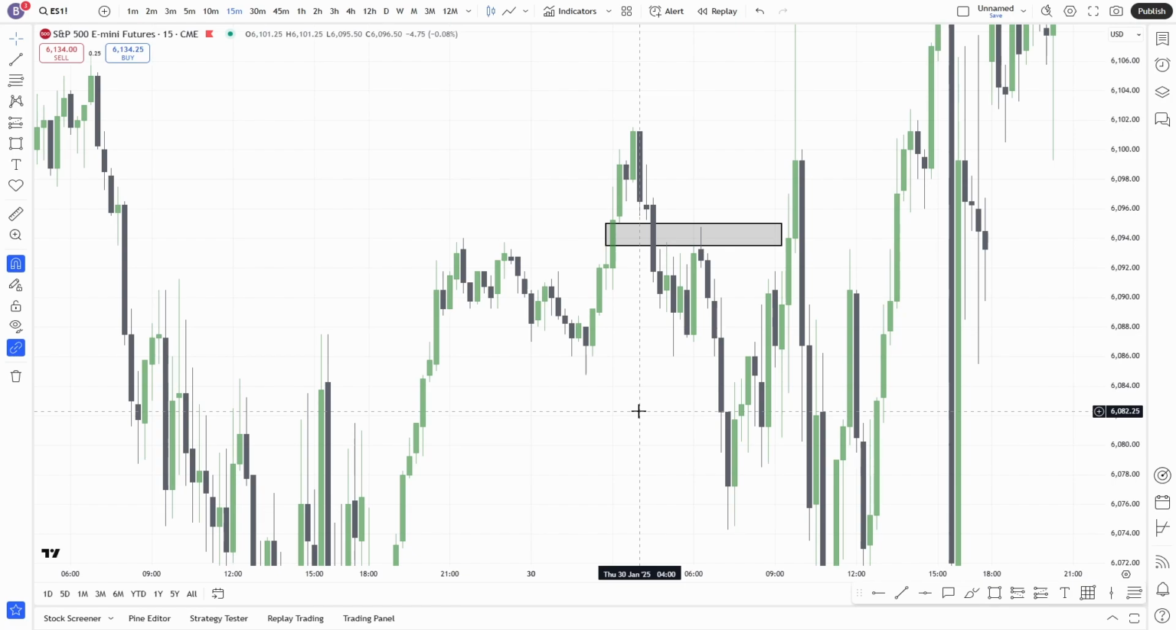Here's another example of a balanced price range. We get price pushing higher, creating that IFVG, before we come down and create a bearish fair value gap, where price then comes up, respects it, before pushing in the intended direction.